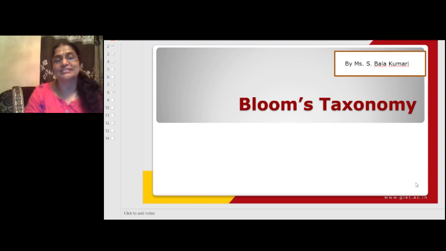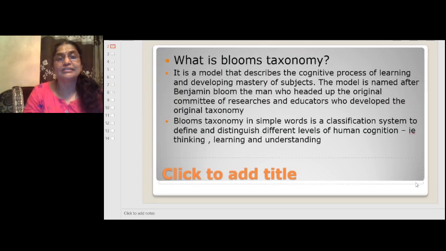In this class, I'm going to teach you about Bloom's taxonomy. Let's learn about Bloom's taxonomy. What is Bloom's taxonomy? It is actually a model that describes the cognitive process of learning and developing mastery of subjects. What is cognitive process? Cognitive process is actually the thinking, learning and understanding.